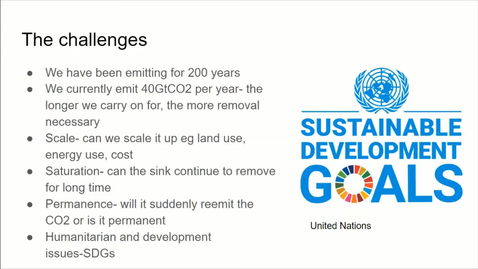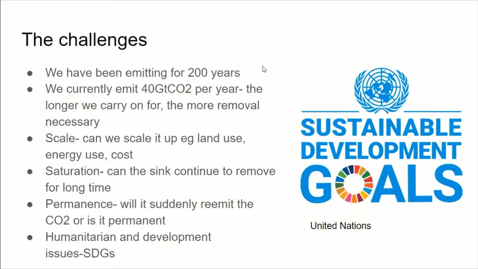Firstly, we've been emitting carbon dioxide into the atmosphere at large scales for 200 years. Actually over 200 years. And so if we're going to reverse that, we're going to have to reverse 200 years of emissions. Obviously, it was not the scale of today 200 years ago, but we still have to reverse 200 years worth of emissions. So that's a big task.